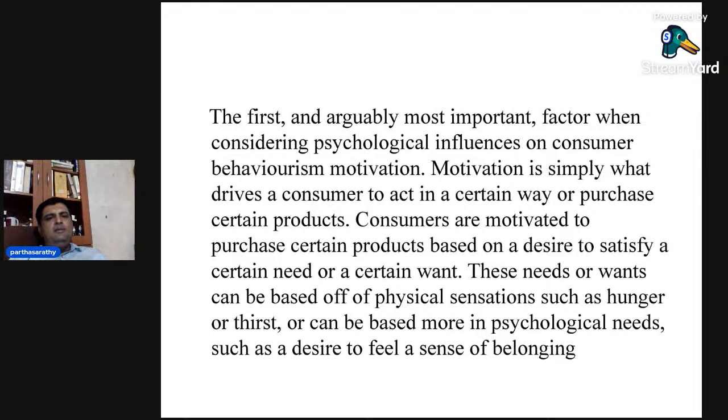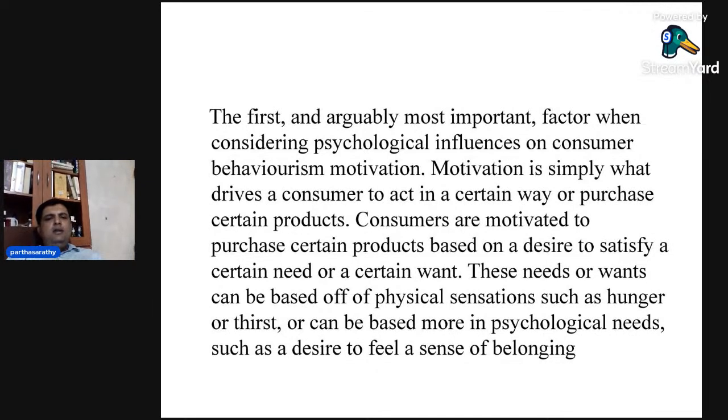Motivation is simply what drives the customer to act in a certain way. Of course, if there is a motive, then there is an action. Consumers are motivated to purchase certain products based on a desire to satisfy a certain need. If he buys a phone, he has to satisfy the need for a phone. If he buys a refrigerator, there is a need for a refrigerator. So there is a motive for food, for different goods and services. He has different needs.